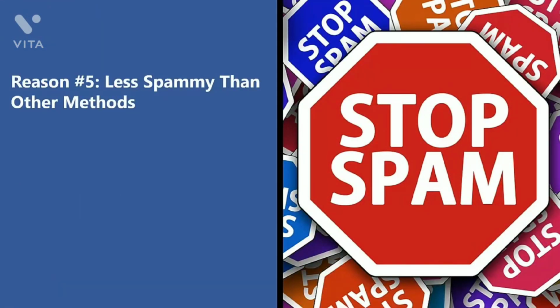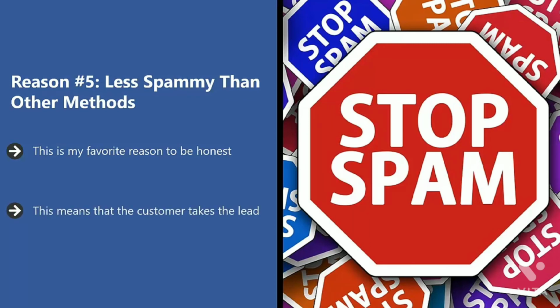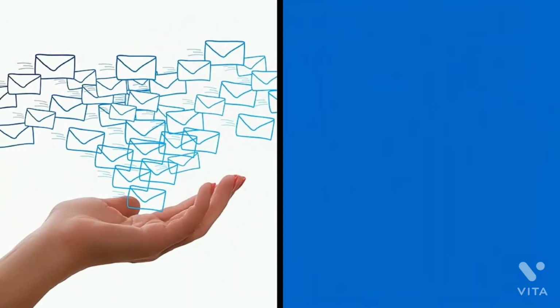Reason number 5, less spammy than other methods. This is my favorite reason, to be honest. Facebook Messenger is inbound. The engagement doesn't happen when you send out a bot and it grabs somebody and you talk to them. No. You basically wait until somebody messages you, and then you can send them a message plus one after 24 hours. This means that the customer takes the lead. They don't feel that they are put upon. They don't feel that you are invading their space. You then craft the interaction so that it's built around their needs, and you have yourself a golden sales opportunity.